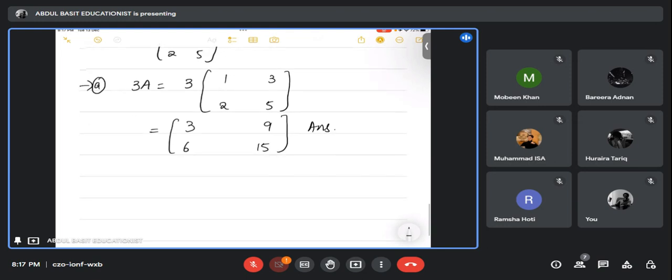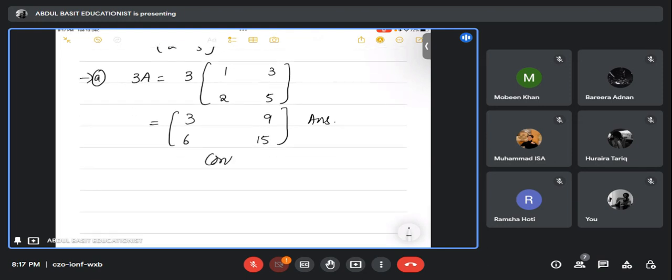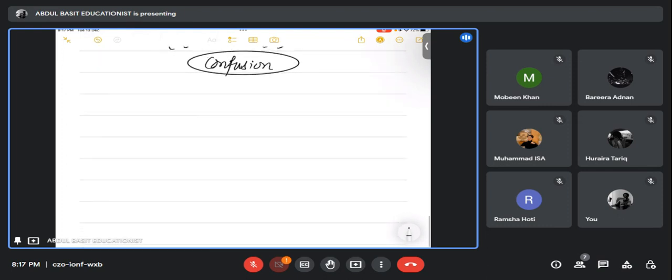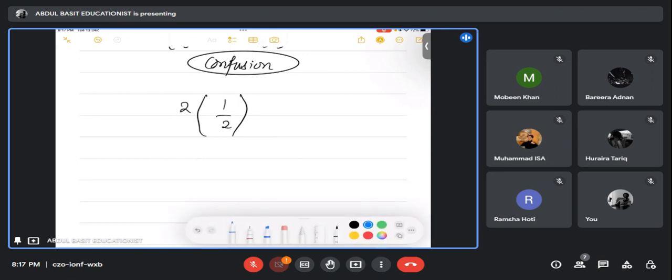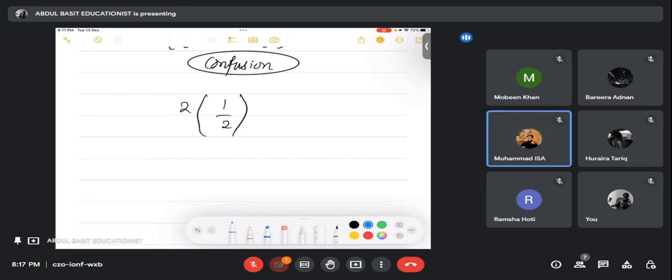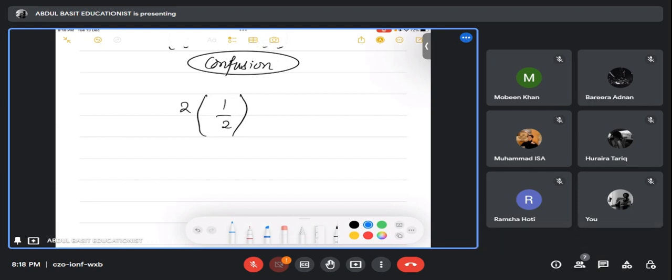For example, let me write confusion. Now, what is the confusion point? Most of us know this already: if there is something like that, is this 2 in multiplication with 1 or 2 or both of them? Can you please tell me? Look at this, 2 multiplied by 1 by 2, it's a fraction. So it means that you have to multiply this 2 with only 1. It's not a matrix, okay? It's a fraction closed in bracket. Is this clear?